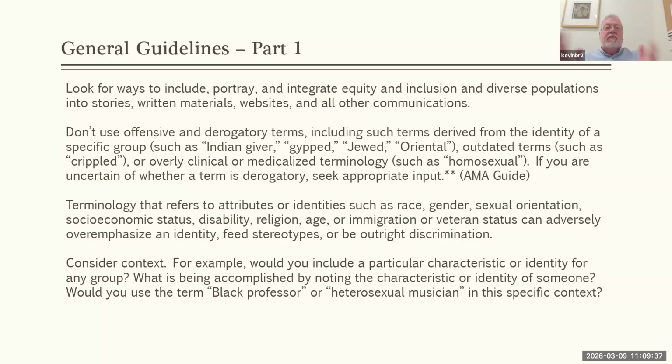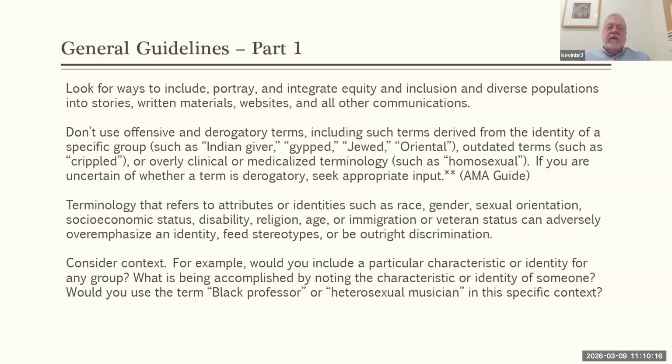We want to drive into specifics rather than general sorts of descriptors. And I'll give some examples of the specifics. So in general, if there's one thing that you cull from this presentation, it's be as specific as possible and avoid the generalities. And of course, outdated terms, crippled, that's another term we don't use, or overly clinical or medicalized terminology such as homosexual. Again, here I mentioned the AMA guide, and I'll show you the link to that.